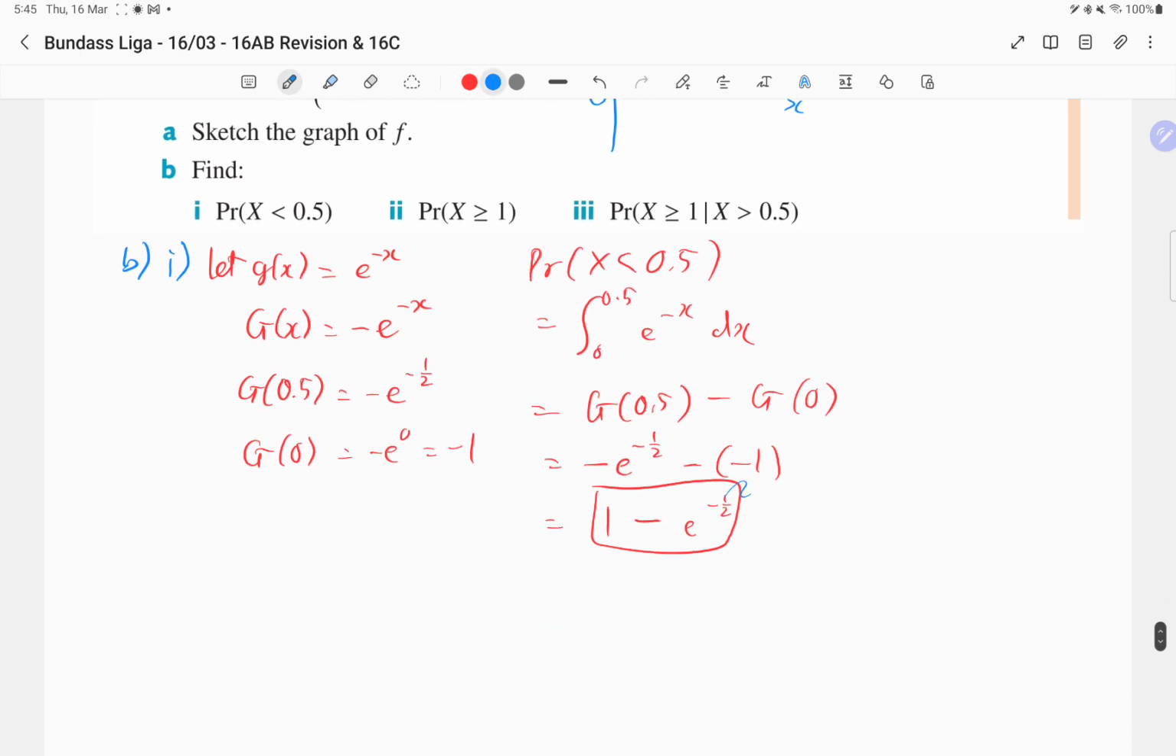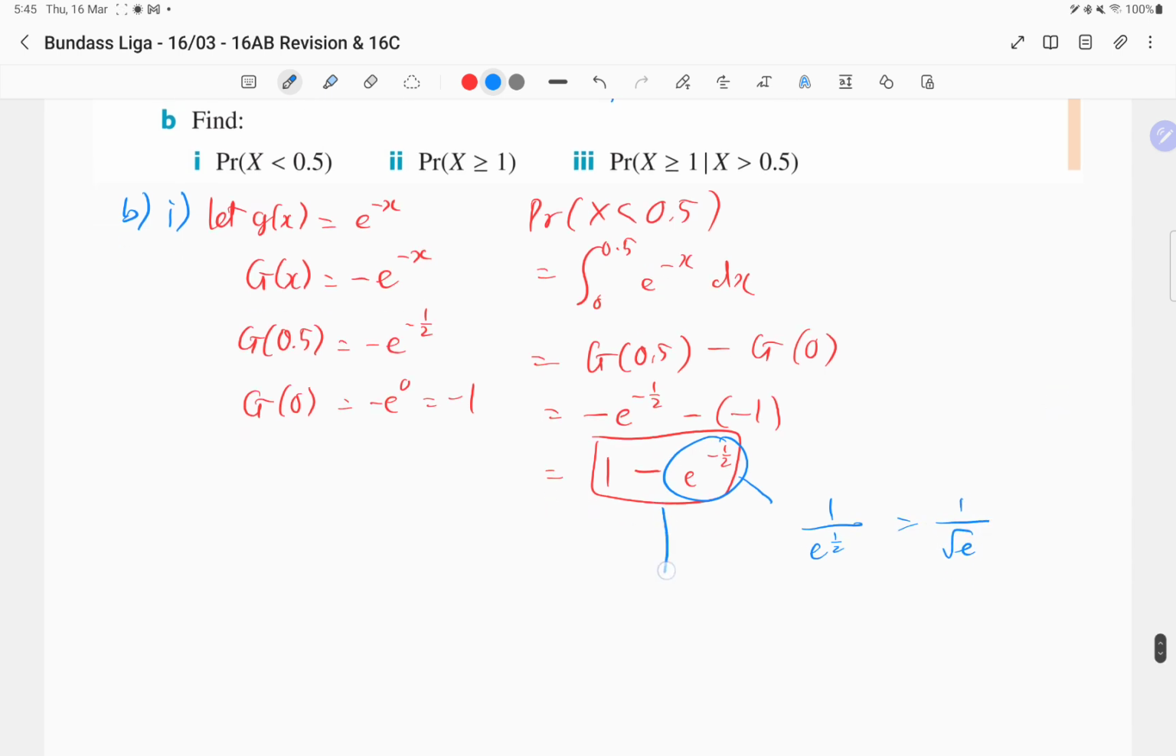But if you want to change it, that one there would become 1 over e to the power half, right? Because negative power, and that would be 1 over square root e. So another version of this answer would be 1 minus 1 over square root of e. So this is also an okay answer, but it's 1 over.